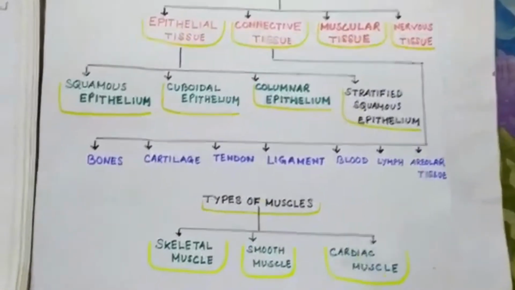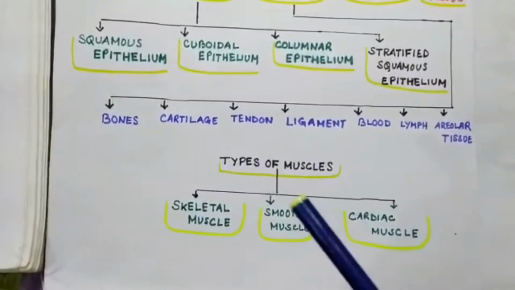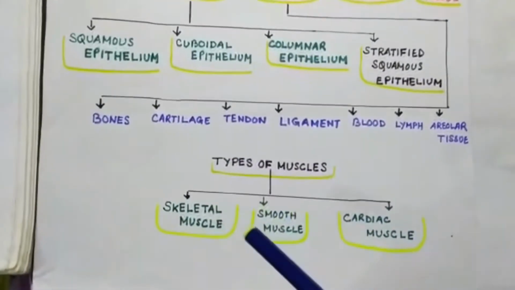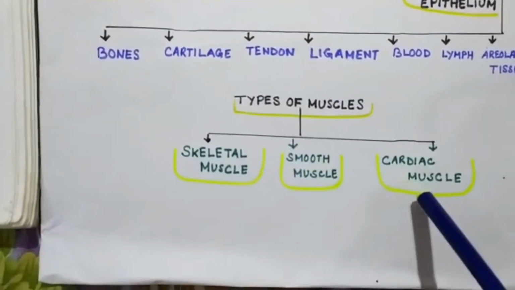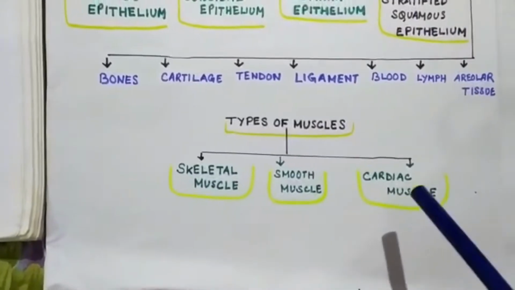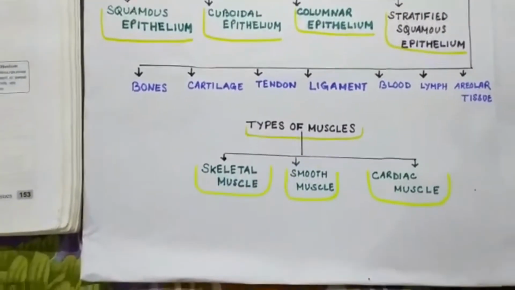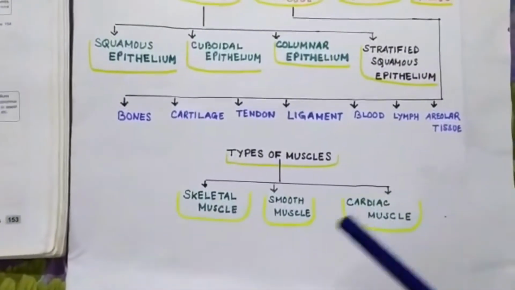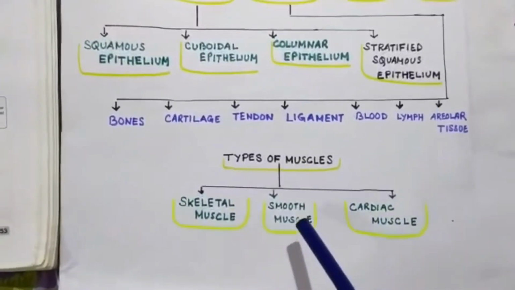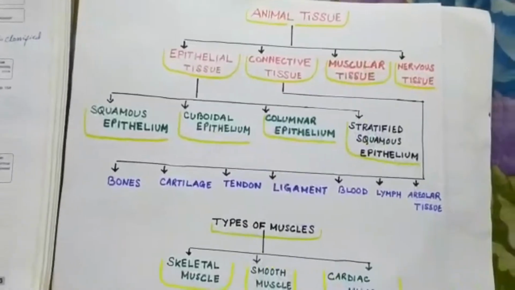The muscular tissue has three types of further tissues, that is the types of muscles. Those are the skeletal muscle, the smooth muscle and the cardiac muscle. All the three muscles are of different shape and size, and they perform different functions. So these three types of muscle tissues will be explained in my upcoming video again.